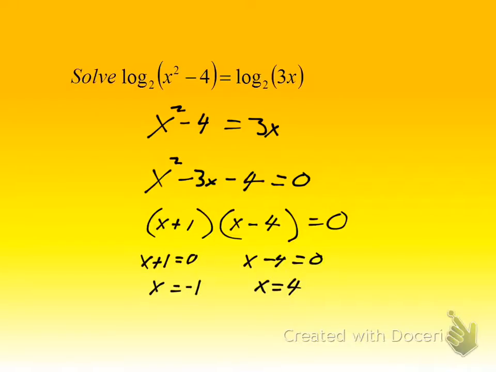The log cannot be negative. When you go and check these, see this 3x right here? When I plug negative 1 in here, what am I going to get? Negative 3. So log base 2 of negative 3 cannot happen. That's not a thing, so negative 1 gets tossed.